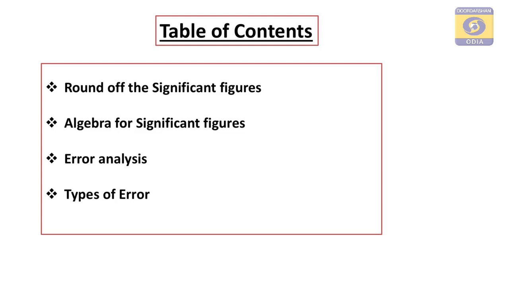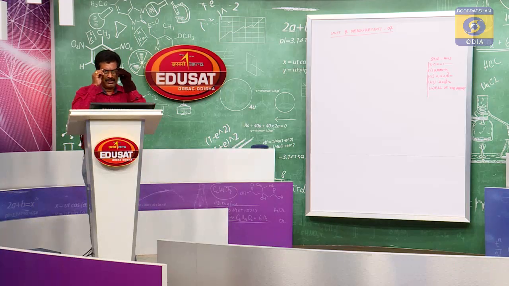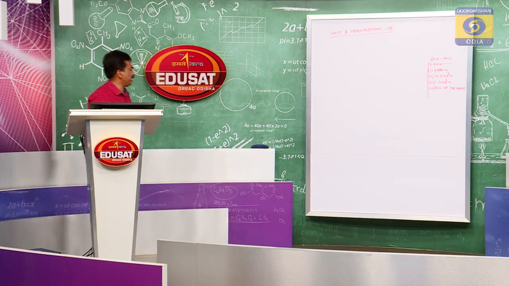If significant figures are to be used in algebra, such as addition, subtraction, multiplication and division, then how should the significant figures be taken into account, and how far do we have to proceed? That we will discuss. Next we will start one of the last parts of this chapter, error analysis, and if time permits, we will go for the types of error. Next we will go for the propagation of errors. So, let us now come to the round off of the significant figures.